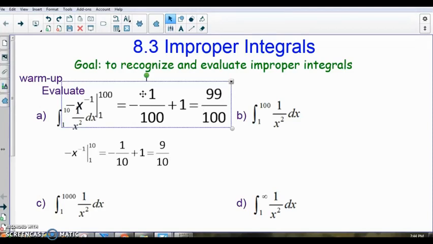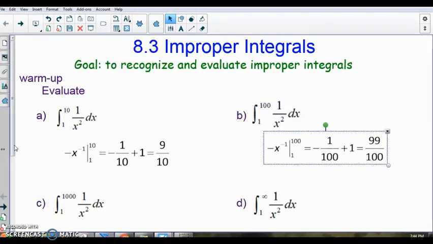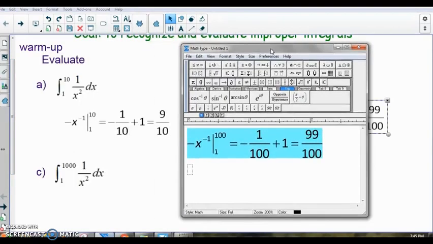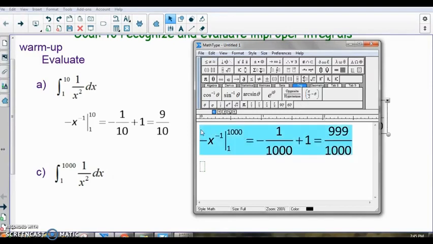Okay, so hopefully you can see where this is going. Example C is the same problem, but with 1,000 as its bound. So I'm going to take my problem again and change the top bound to be 1,000. The integral is the same, I'm just getting a different numeric answer for the first part. Negative 1 over 1,000 gives me a new answer of 999 over 1,000.